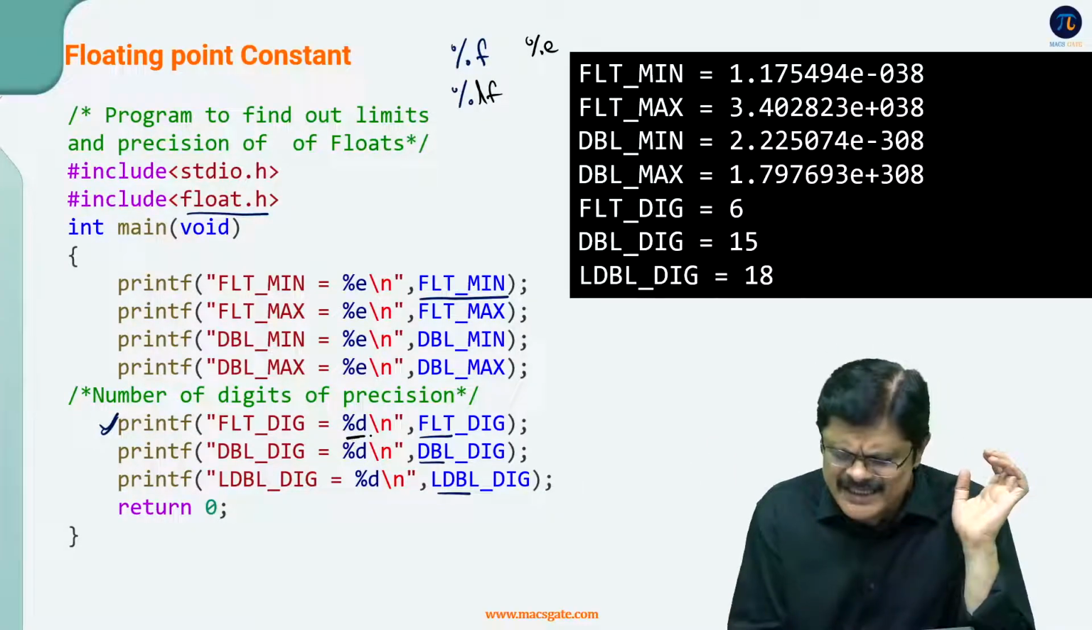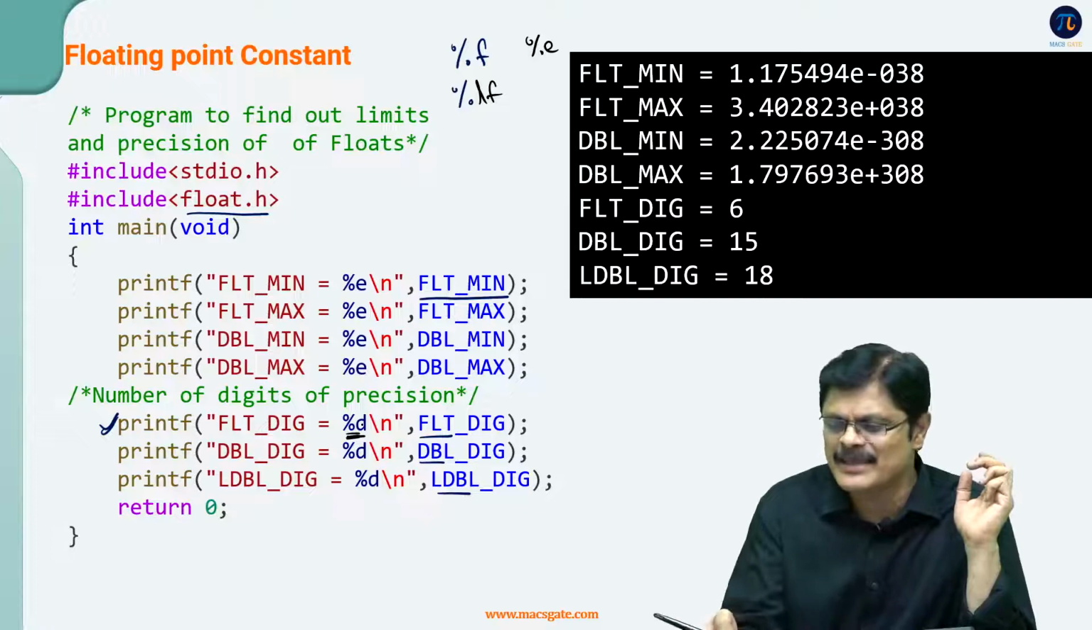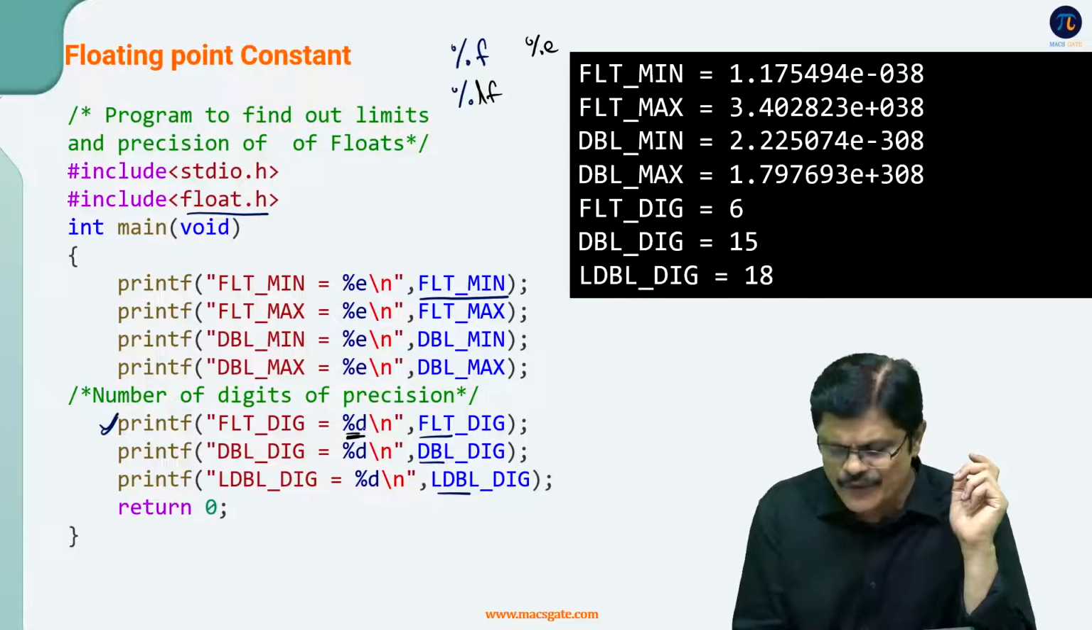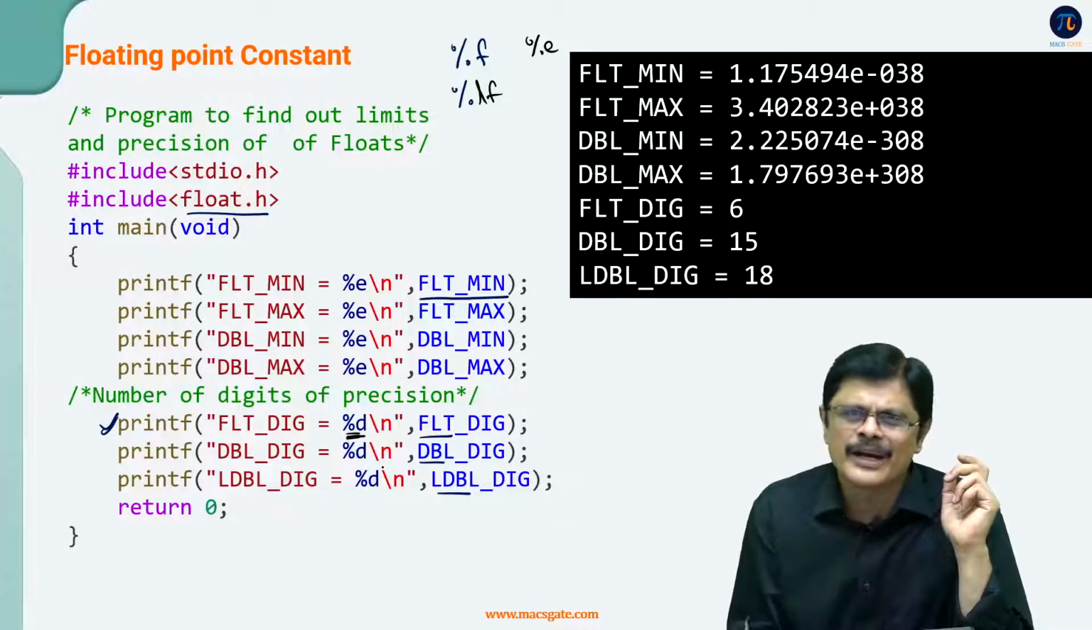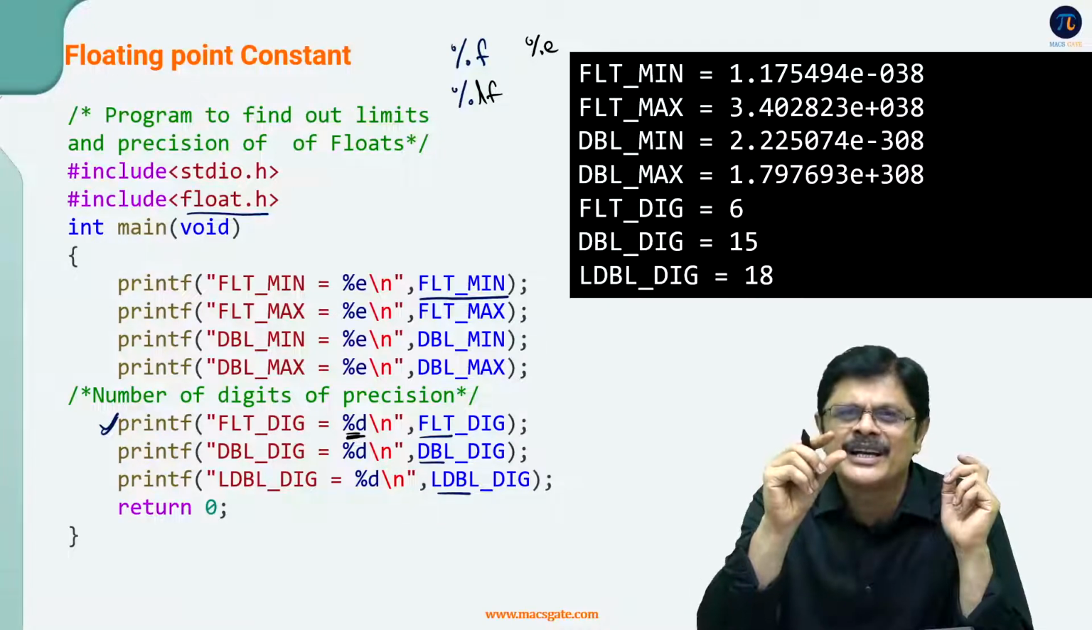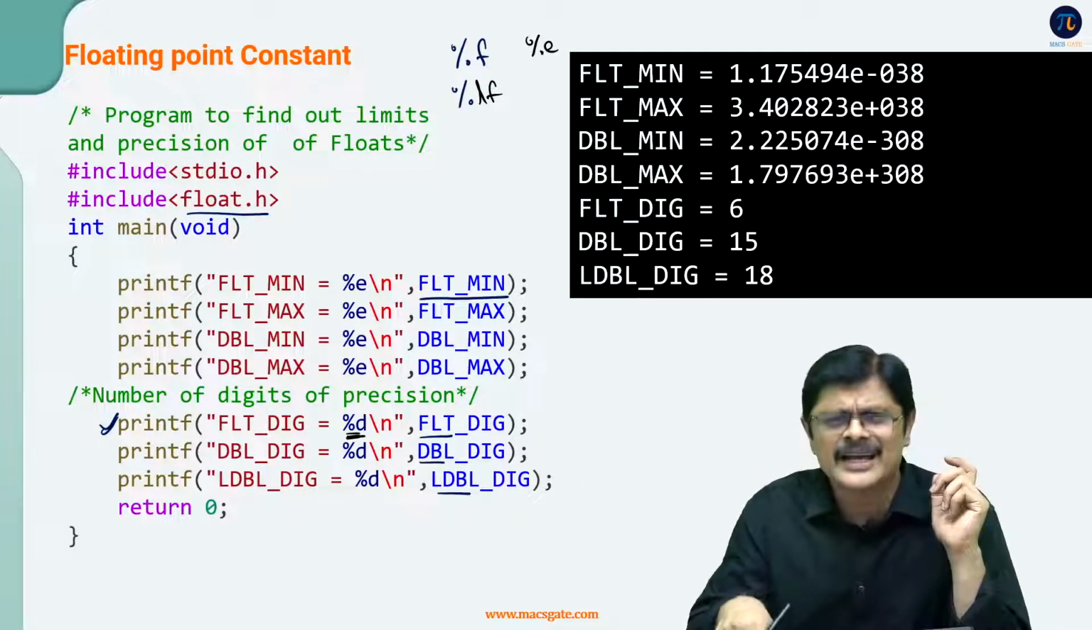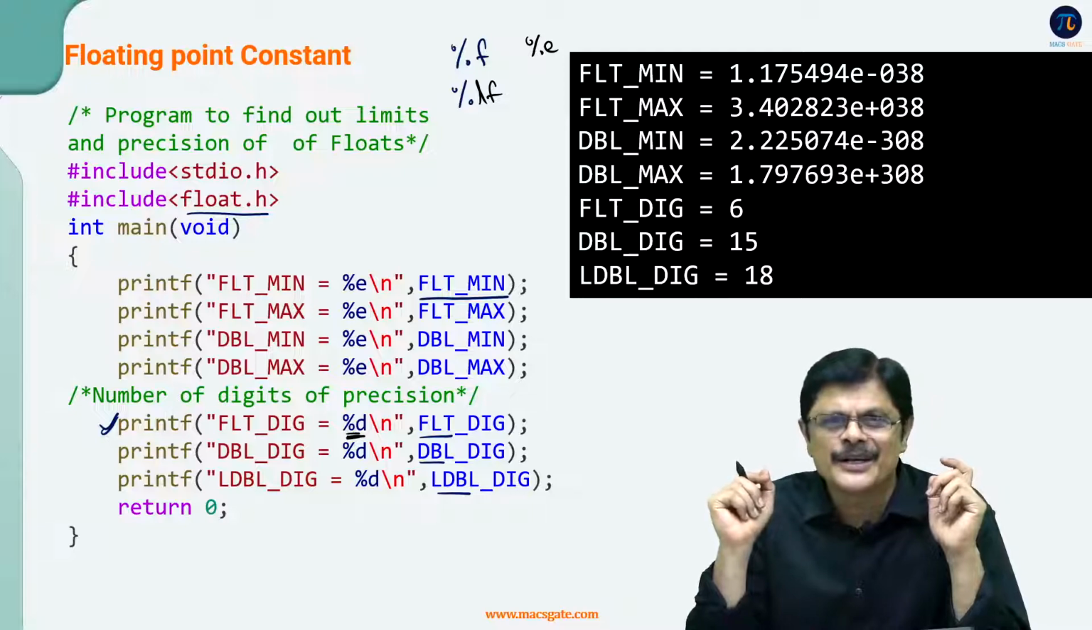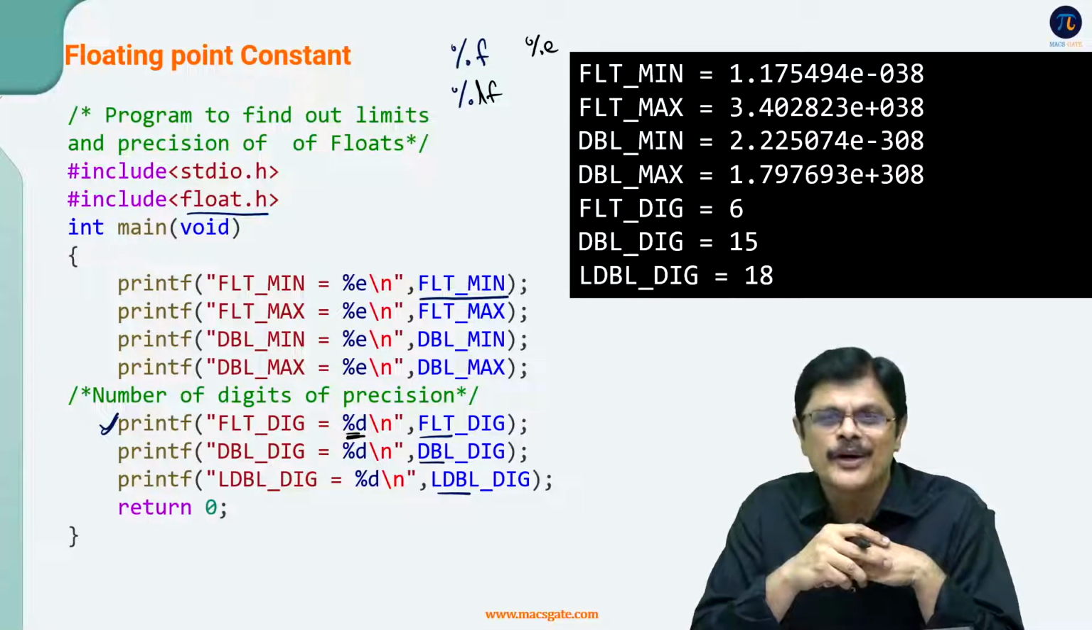Because these are integers only, I am using %d. These numbers 6, 15, 18 are integers. So, we are using %d only. Directly that number, and how many digits of precision, you can get that with %d only. So, this is about floating point constants.